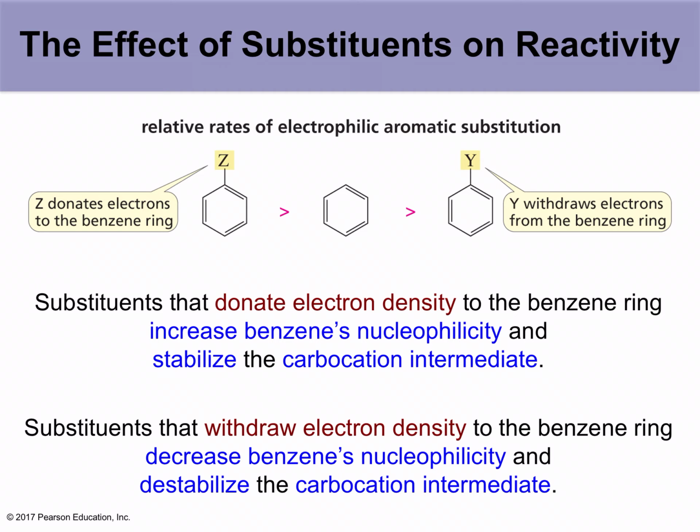Okay, so let's say you have a substituent already attached on the benzene ring. Z donates electrons to the benzene ring.